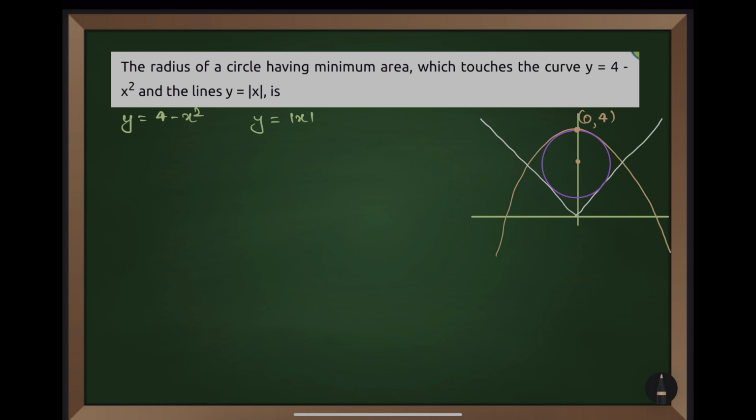Now suppose that the radius of this purple circle is r. So can I say that this distance will be r? If this distance is r, what will be this distance? Think about it. This distance is 4. And what is this distance? This is r. So can I say that this part is 4 minus r? Correct? I hope you understood.